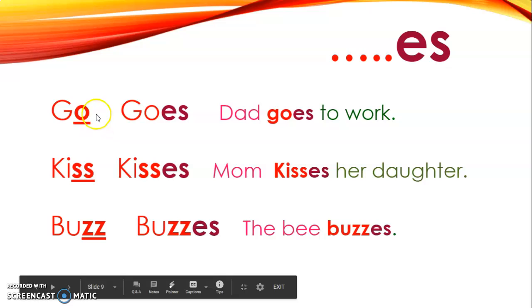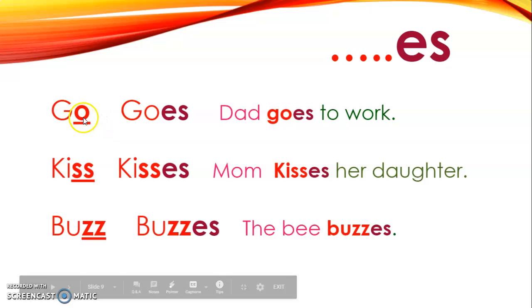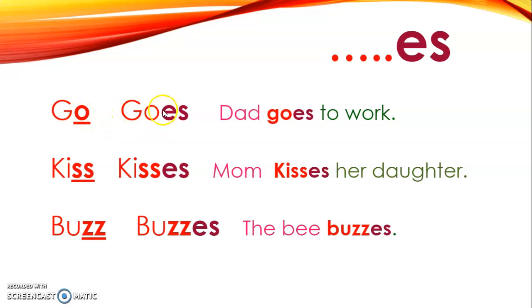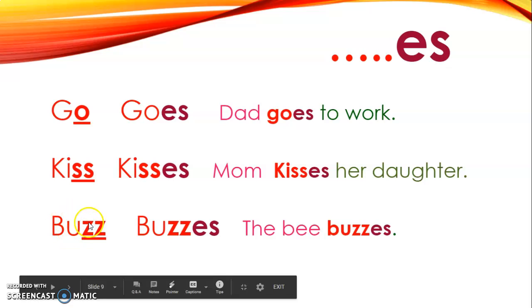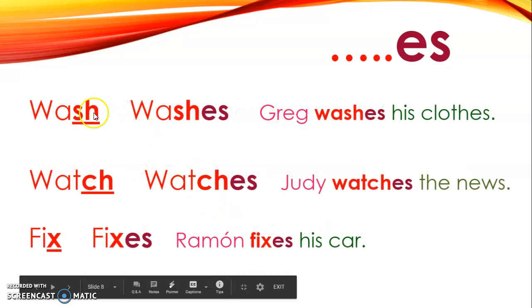When the verb finish with O, go, we add es. Go, goes. Where the verb finish with double S. Kiss, kisses. When the verb finish with double Z. Bus, buses. Let's see the examples.